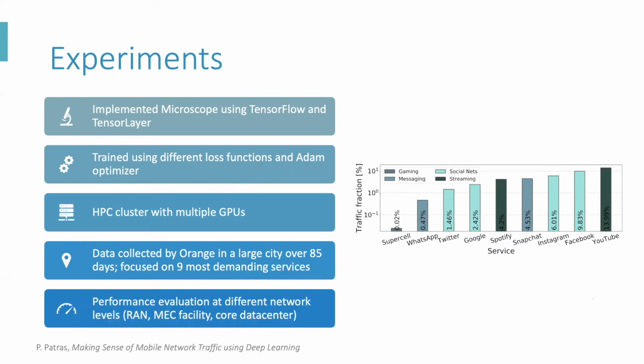Then we performed evaluation at different network levels. We did evaluation at the level of antenna, so RAN, radio access network, and at the level of a mobile edge compute facility, where you have an edge data center that manages multiple base stations. And then we also looked at core data centers, where you have larger geographical areas that are managed from a certain location. I want to show you some of the stuff and not all the results with decomposition, but if there is interest, I'm happy to follow up offline.